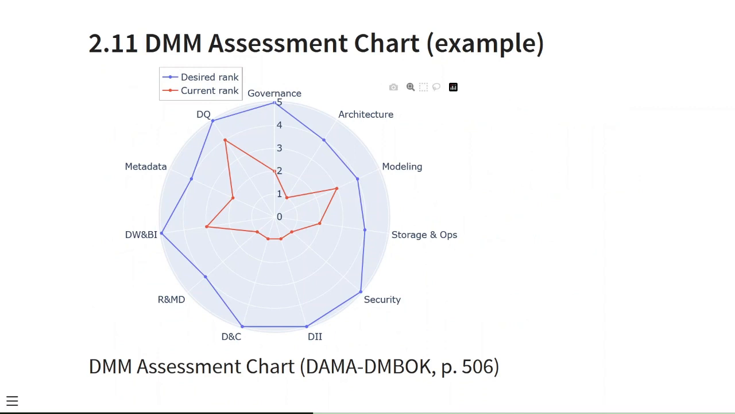And here we see an example where the blue outer ring is the desired rank of the capability level, and the inner red ring is the current rank, the current capability level of the organization, and where the distance is at its largest, that's where the greatest risks are involved in the current state of the organization.